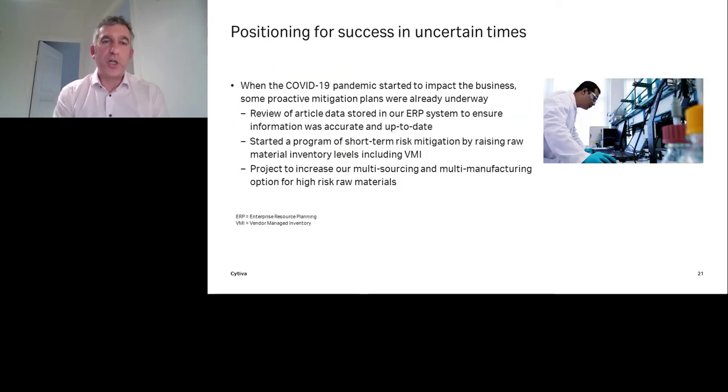So when it comes to trying to position ourselves for success in uncertain times, when the COVID-19 pandemic started to impact our business, some of the risk mitigation plans were already underway. So we had already reviewed the article data stored in our ERP system to ensure it was accurate. We had the correct lead times and inventory values, and so on and so forth. We'd started a program to look at short-term risk mitigation initiatives, and this was focused very much on raising raw material inventory and including vendor-managed inventory. And we'd also started a project to increase the number of multiple sources and multiple manufacturing options with the same source that we had for our high-risk raw materials.